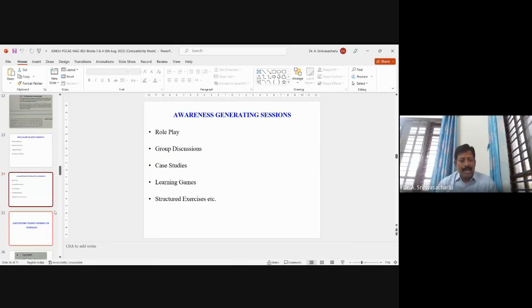Then we have awareness generating: role play, group discussion, case studies, learning games, structured exercises, especially for awareness. Structured exercises means I will tell a well-structured story. The intention is to avoid superstitions. I tell a nice story where it is interwoven with a superstition. For example, I'll be telling that when a crow sits on the roof of the house and shouts, it indicates the arrival of relatives. Before that, I'll tell a story.